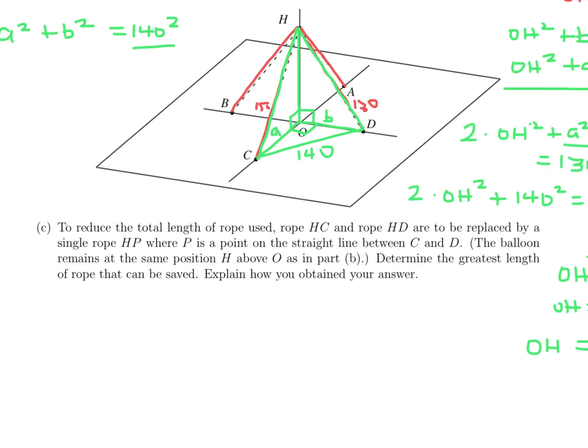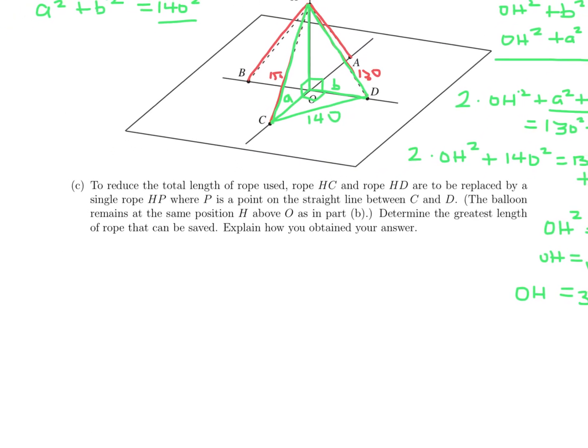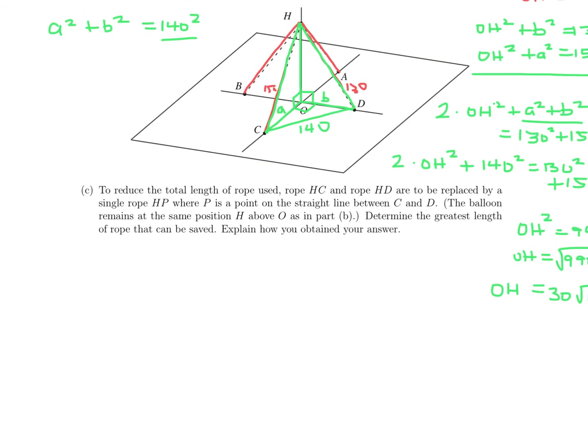Okay, so I think I will need to have this diagram in the photo. Basically what they're saying is that there's some place on the line between C and D that you're going to put P. I don't know where. Let's just say it's here. So that's P. And then they're going to draw one rope like that instead of a rope from H to C and H to D. And they're saying, how can you do that so that the distance HP is minimized, and therefore using the least amount of rope?